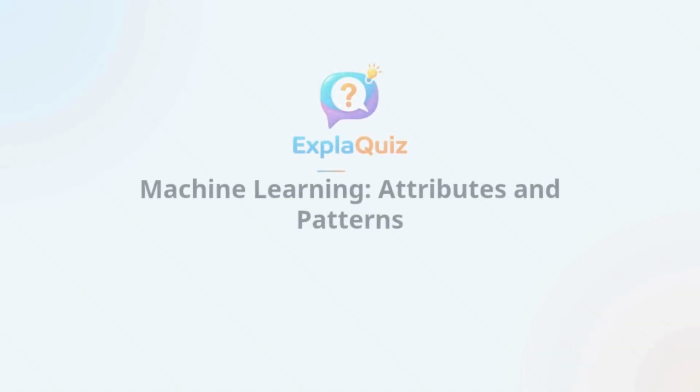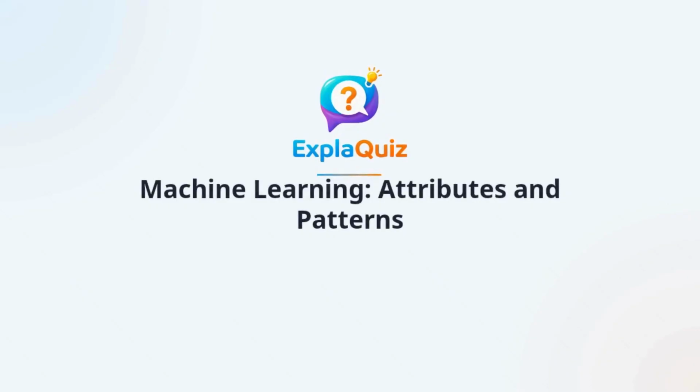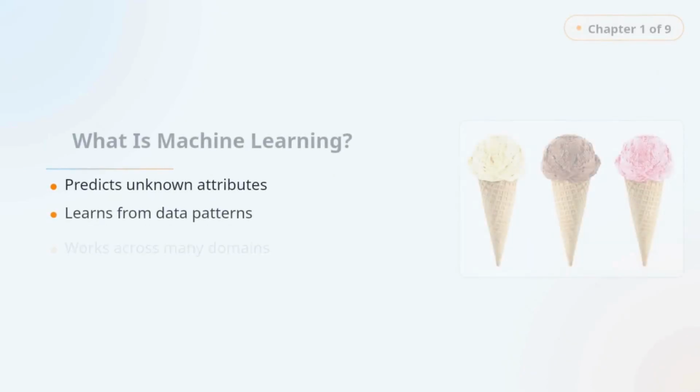In this lesson, we'll build machine learning from the ground up. We'll start with simple ideas like objects, attributes, feature values, and targets, then see how patterns in data help computers make predictions. Along the way, we'll use easy examples like ice cream and animal photos, and we'll pause for short quizzes to check your understanding. Let's begin with the big idea.